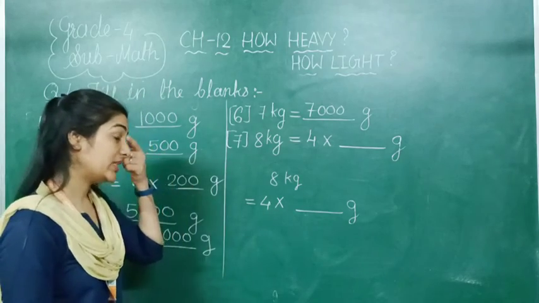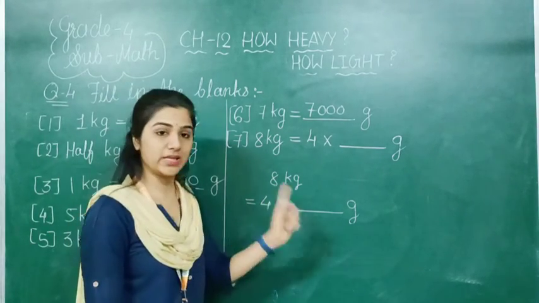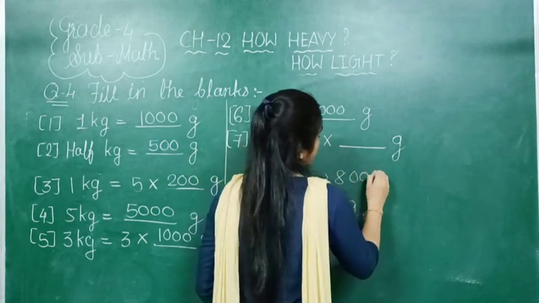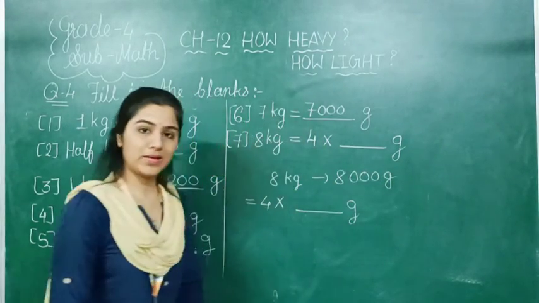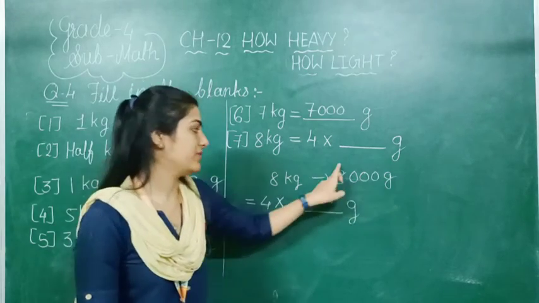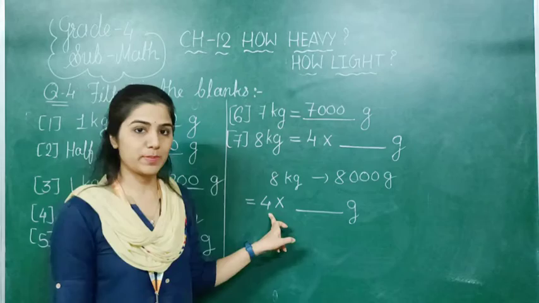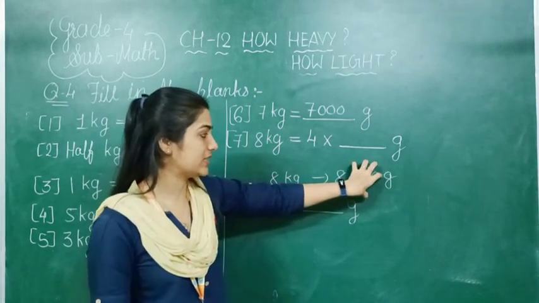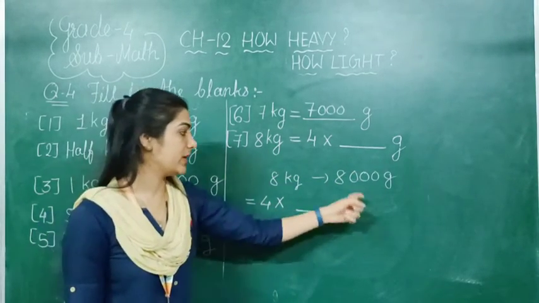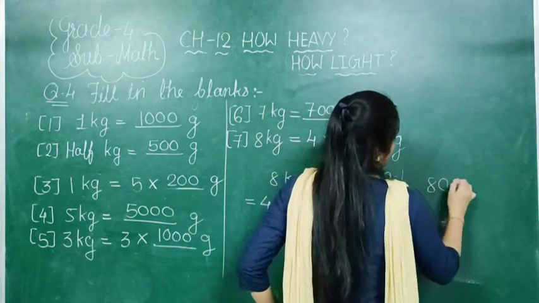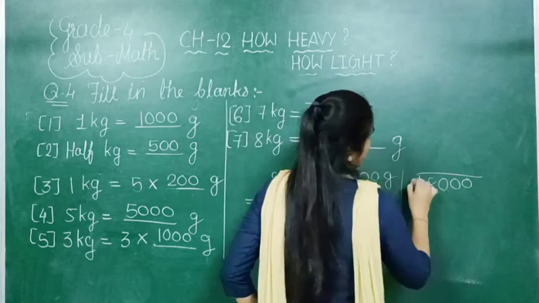So we know that if we convert this 8 kilogram into gram, the answer will become 8000 gram. Now pay attention. 8000 gram we want to make, right? So only 4 is given. So we can use this method: we can divide this 8000 by this 4, so the remaining gram we can find. So we will divide 8000 by 4.